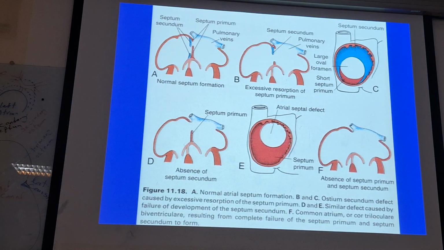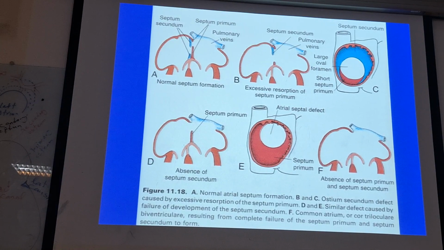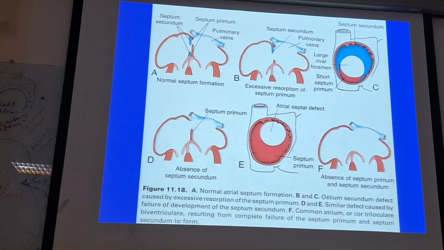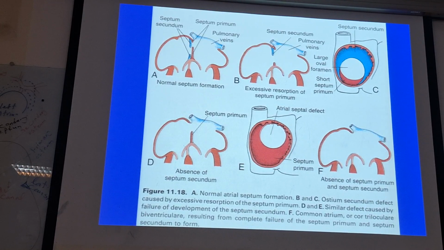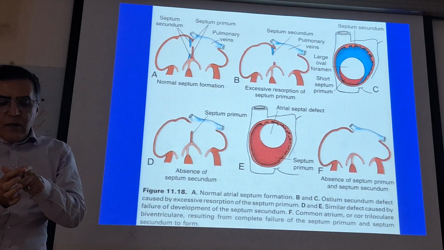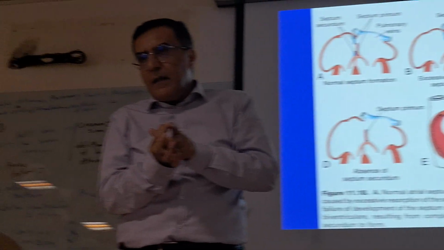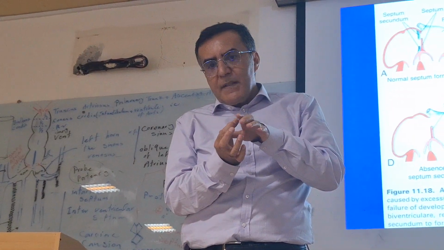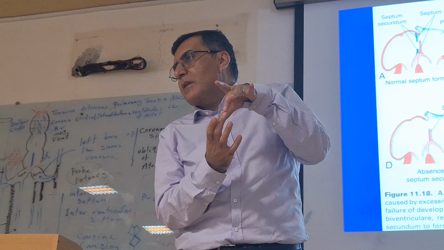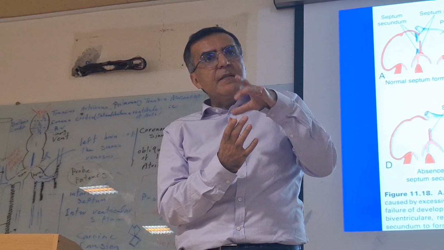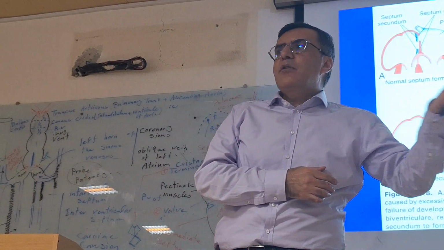Yes, excessive resorption. When we want to make an ostium secundum, a large ostium secundum is formed. Very large, larger than normal. For example, we have to make this small opening. Sometimes the opening is larger, like this one. It is never closed after birth. As a result, we have a right to left shunt.